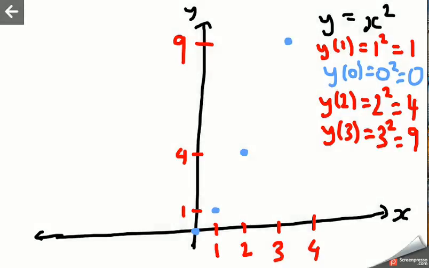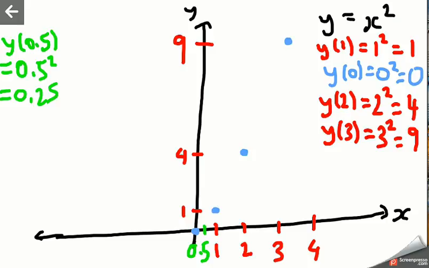How about x is equal to 0.5? Well, when x equals 0.5, y of 0.5 is equal to 0.5 squared. 0.5 times 0.5, well, that's half of half, basically. So half of half is a quarter, which is 0.25.